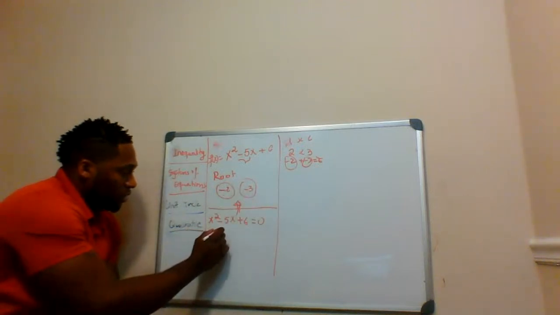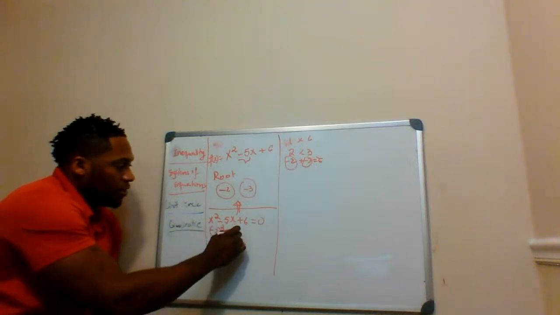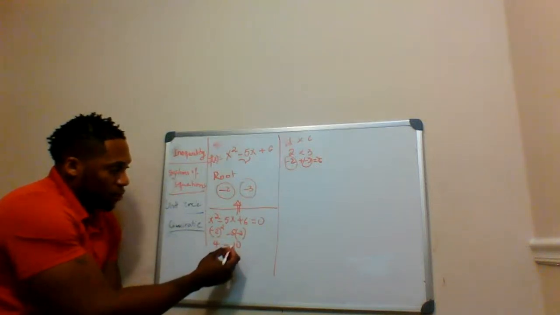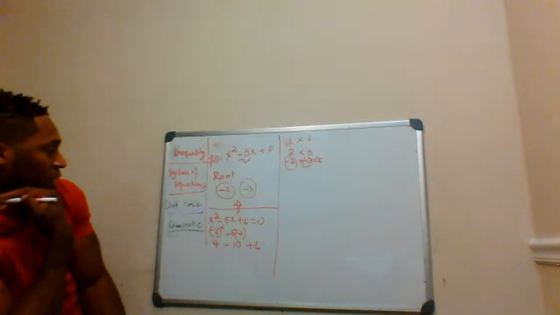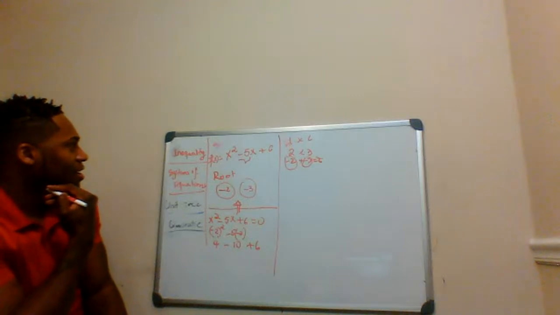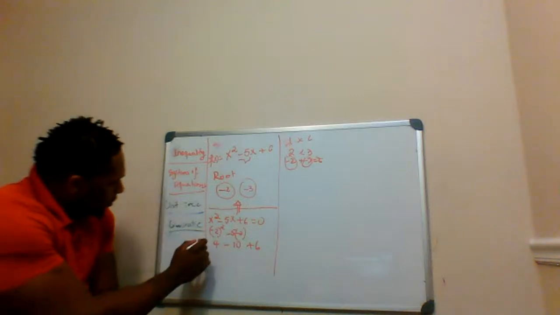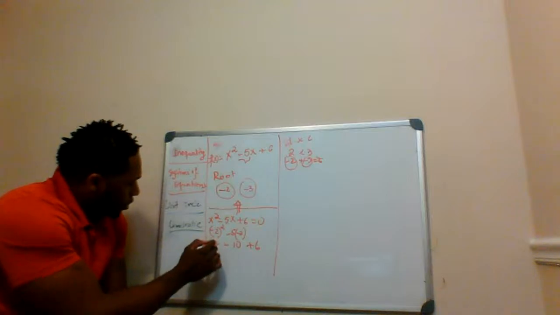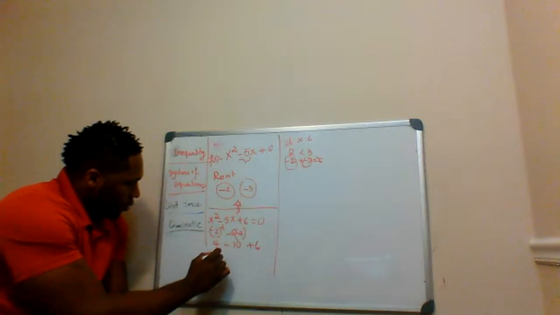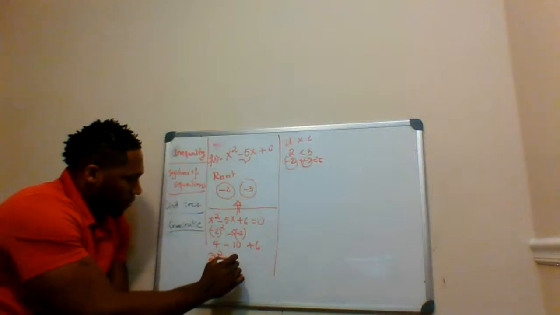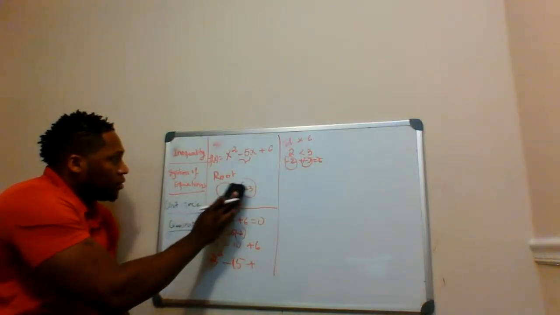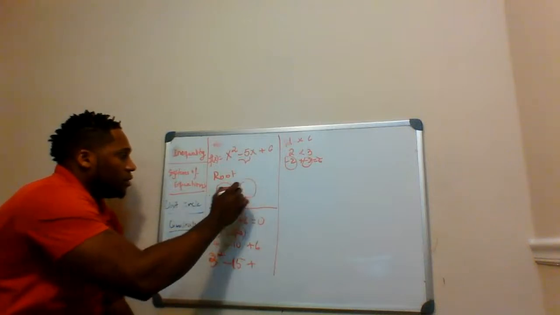And you can verify: -2 squared gives me 4, -5 times -2 gives me 10, minus 4, and then plus 6. What is that? Is it 2 and 3? Let's see. Am I supposed to be saying 2 and 3? 3 squared is 9, 5 times 3 is 15, plus 6. Not -2, -3. So the roots are 2 and 3.